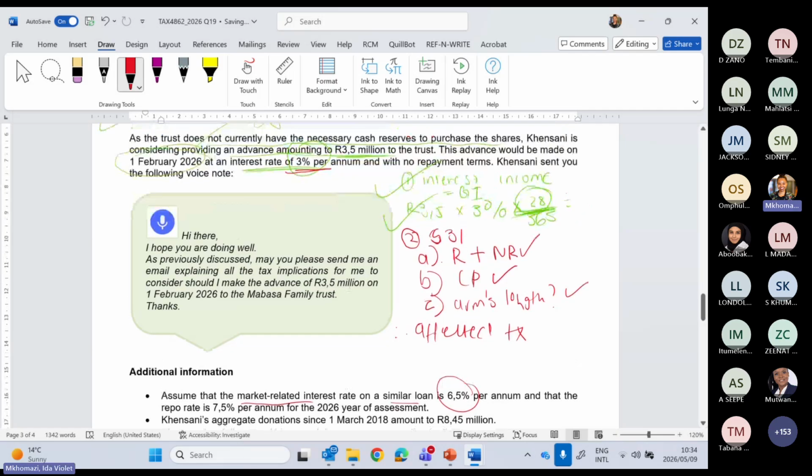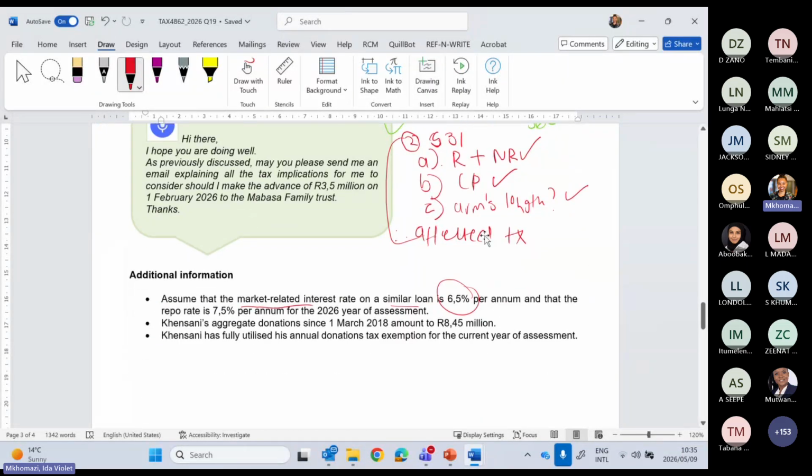So everything that I have written here is what you're going to write in your answer. You apply the scenario to the requirements. You don't just dump the theory. If you conclude in your head that yes, they are connected persons or yes, there's an affected transaction, then unfortunately you will lose out on a lot of marks. Remember, apply and put down your thoughts on paper.